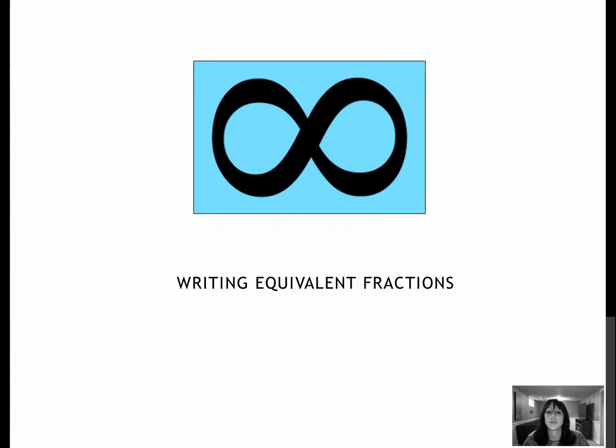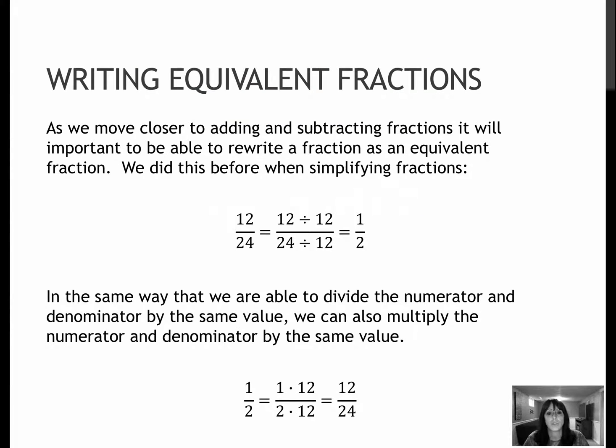The next thing we're going to do is to write equivalent fractions. And equivalent fractions, again, just means that they're equal. And so before we did this, when we were simplifying fractions, if I had a number like 12 over 24, I divided the top and the bottom by the greatest common factor of both. And now I'm going to go in the opposite direction.